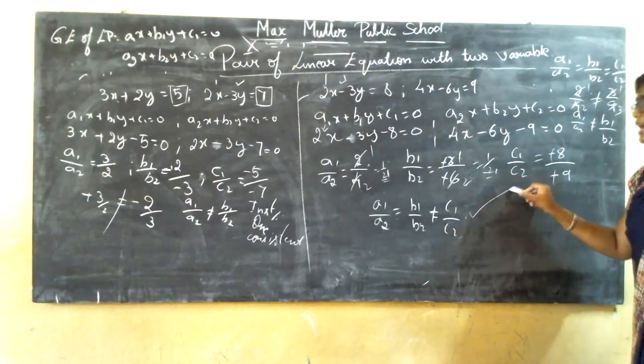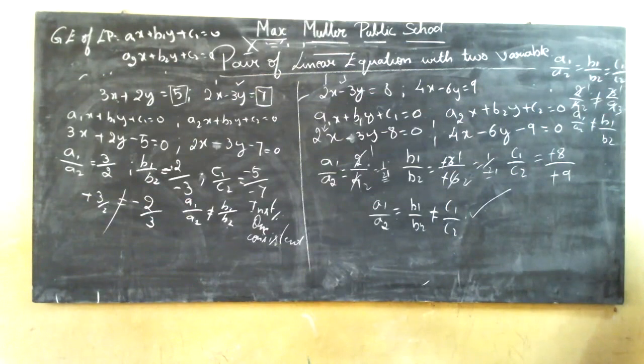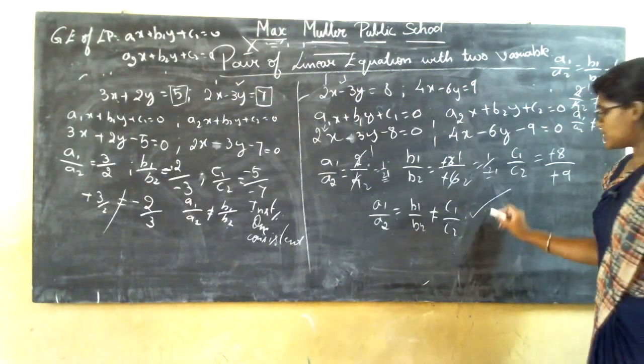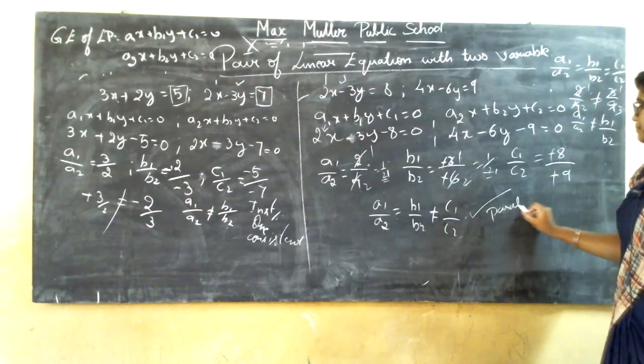Which line is this condition representing? This is representing the condition of a parallel line, whereas for the first, intersecting lines, all the ratios were not equal. That is a1 by a2 was not equal to b1 by b2. But in the second condition, what we saw is that a1 by a2 was equal to b1 by b2, but it was not equal to c1 by c2. In the third condition, all three were equal. So if two are equal and one is not equal, it is representing the parallel line.